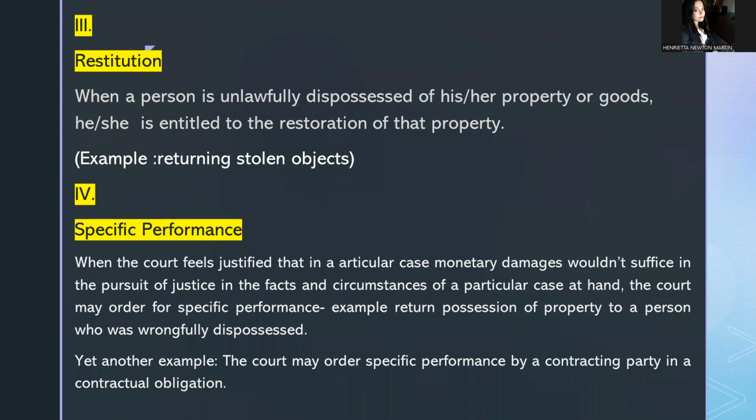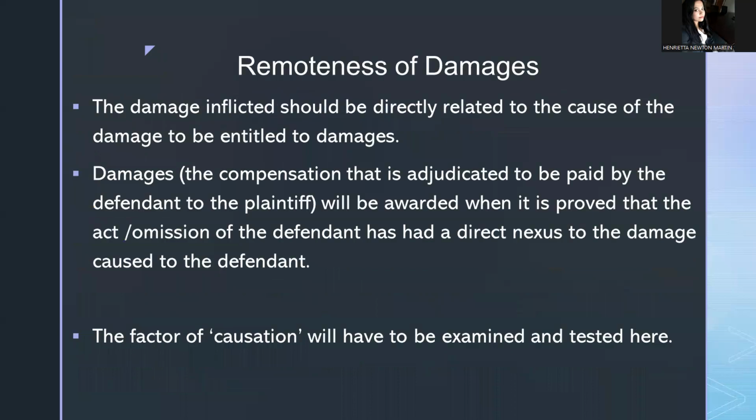Example, return the possession of property to a person who is wrongfully dispossessed. Example, the person is thrown out of the house. They'll say, no, the person does not have any other place to stay. Bring the person back into the house. Then we will decide about the rights of the person. Then yet another example could be asking a party under a contract, when there are contractual terms between parties, to perform his part of the contractual obligation while the court decides who's right, who's wrong. So that calls for specific performance.